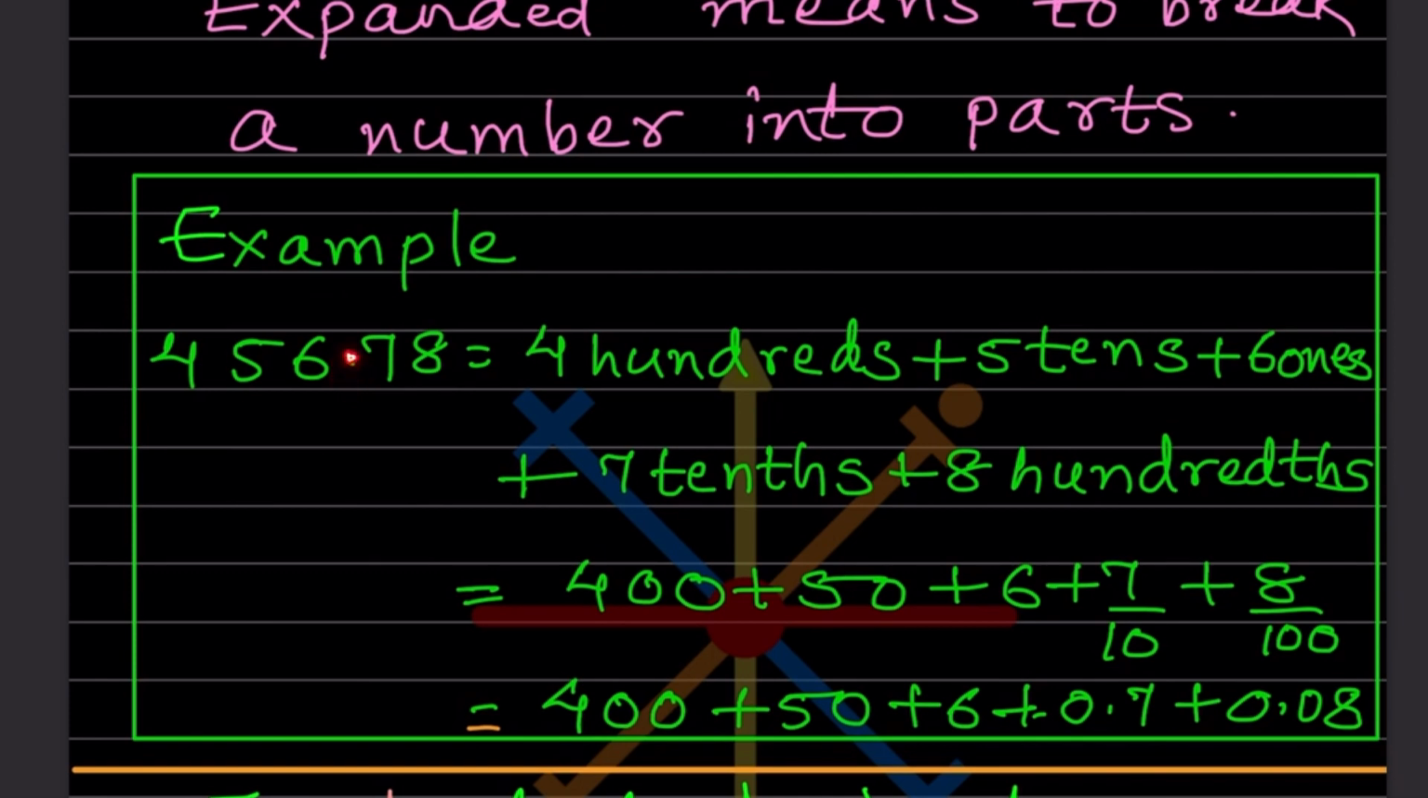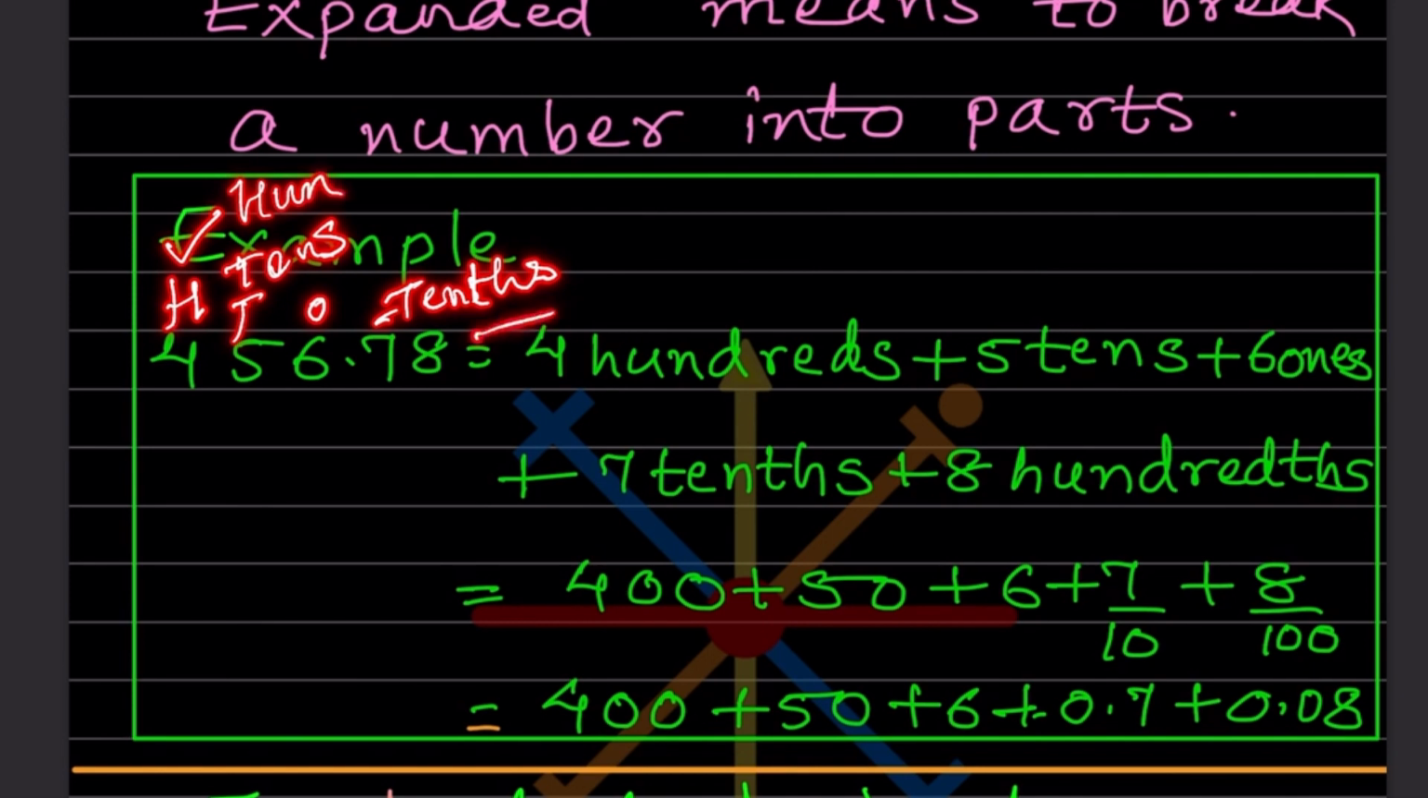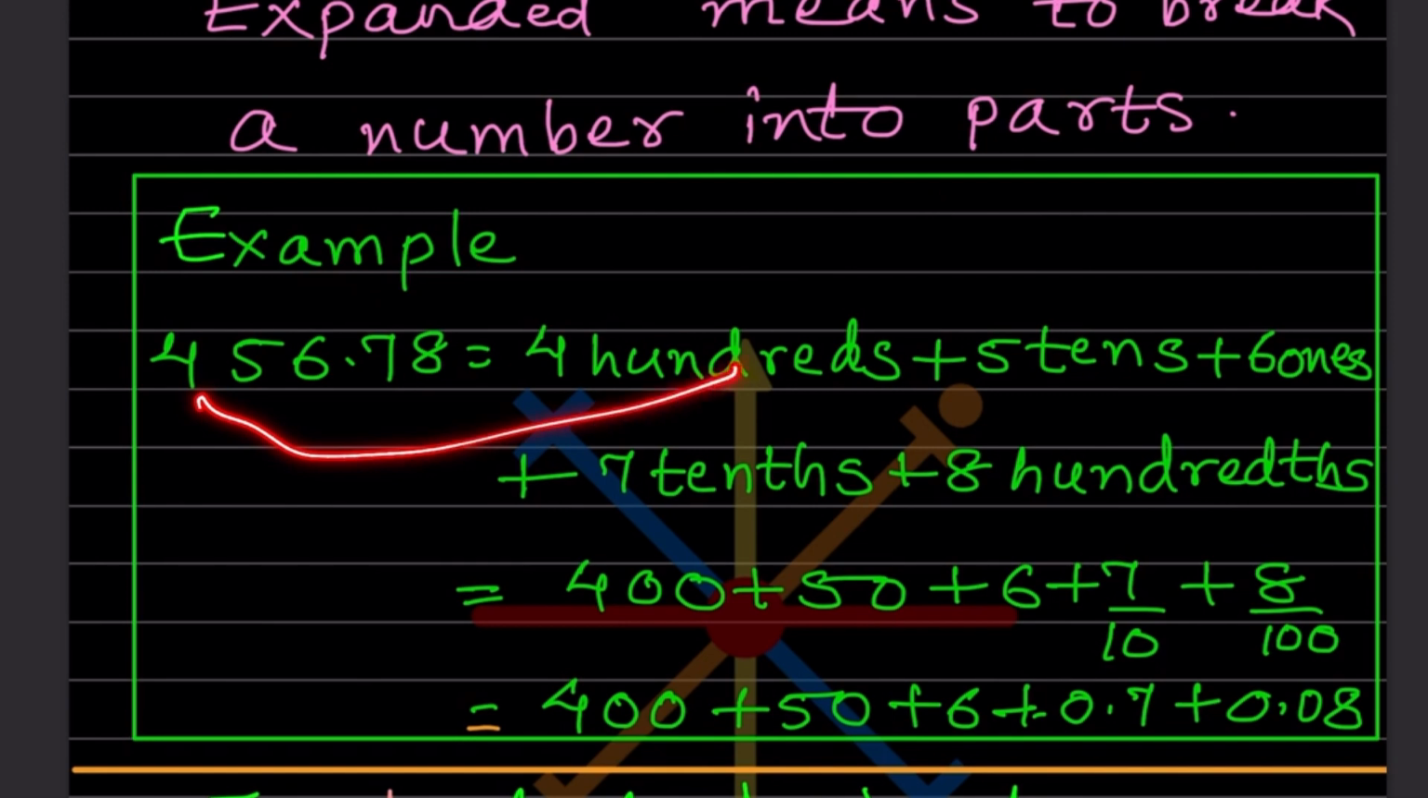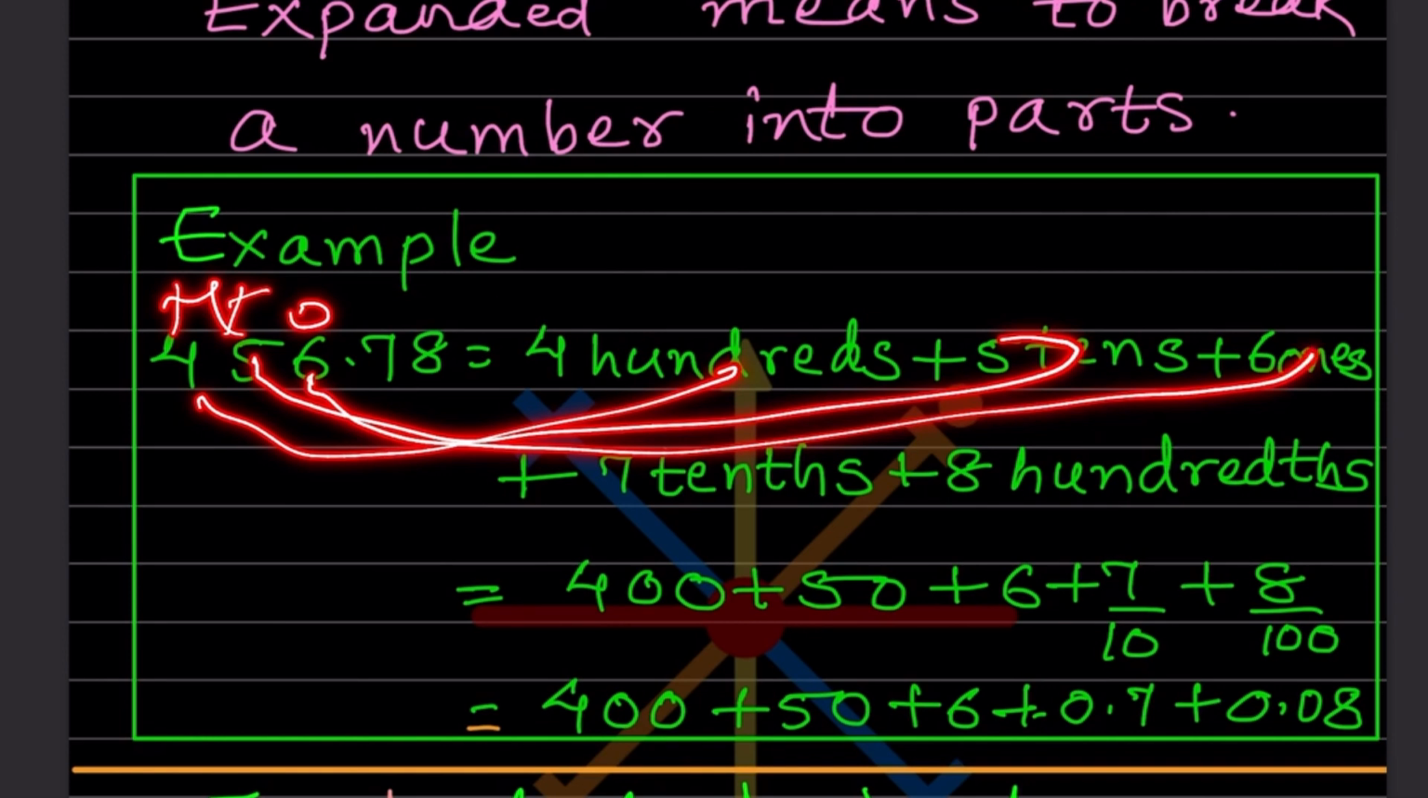Now see here, before the decimal point this is ones, tens, hundreds. After the decimal point, this is tenths, and you just have to put TH. Same, this is hundred, and this is HUNDREDTHS. So now this will be 400 because ones, tens, hundreds. Then 5 tens, 6 ones, and this is going to be 7 tenths, and this is 8 hundredths.